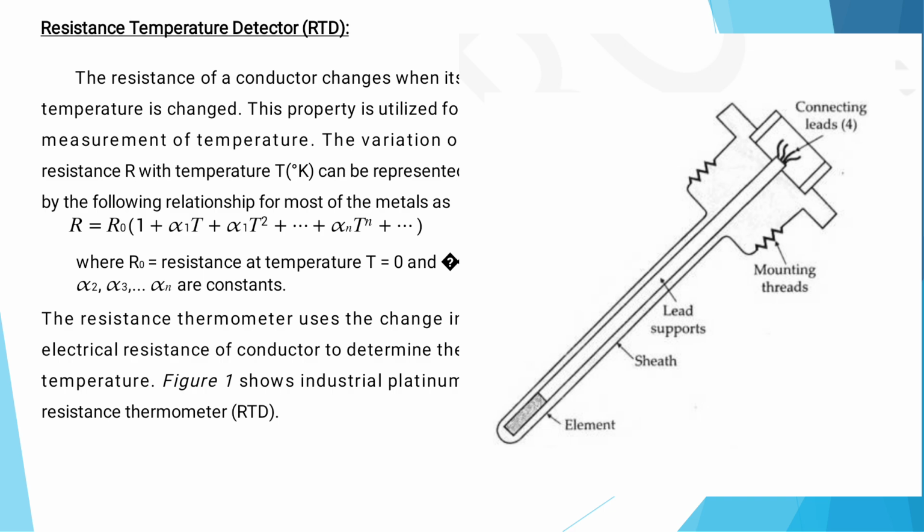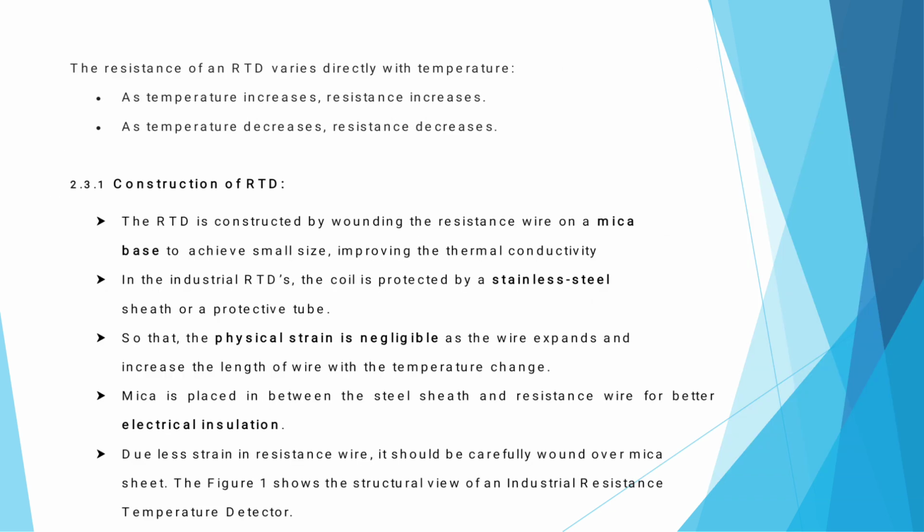You can see the relationship here. In this expression, R0 denotes the reference resistance at the baseline temperature, where T is equal to 0, and the other terms represent the material-specific constants. The practical realization of this is the industrial platinum resistance thermometer, which relies on a fine platinum coil or film to accurately track the thermal changes based on the electrical shift.